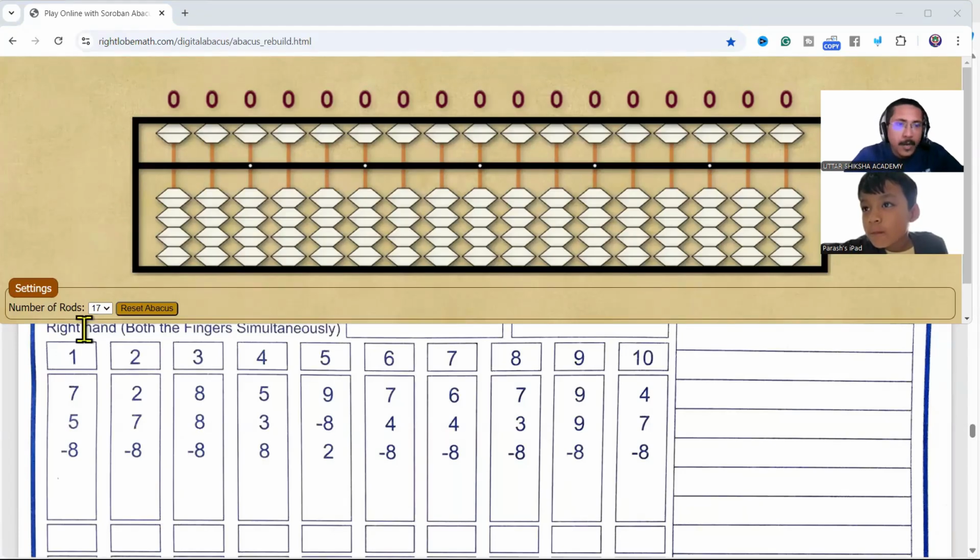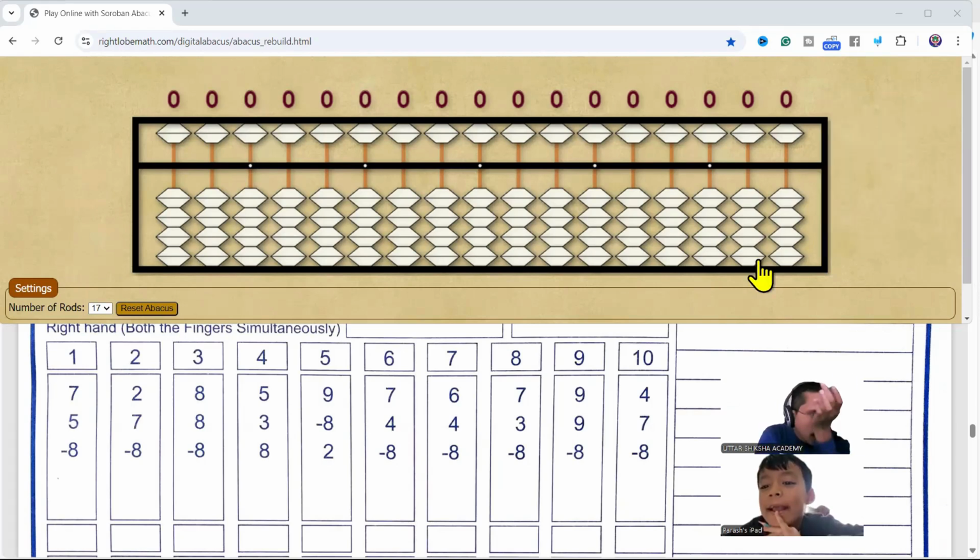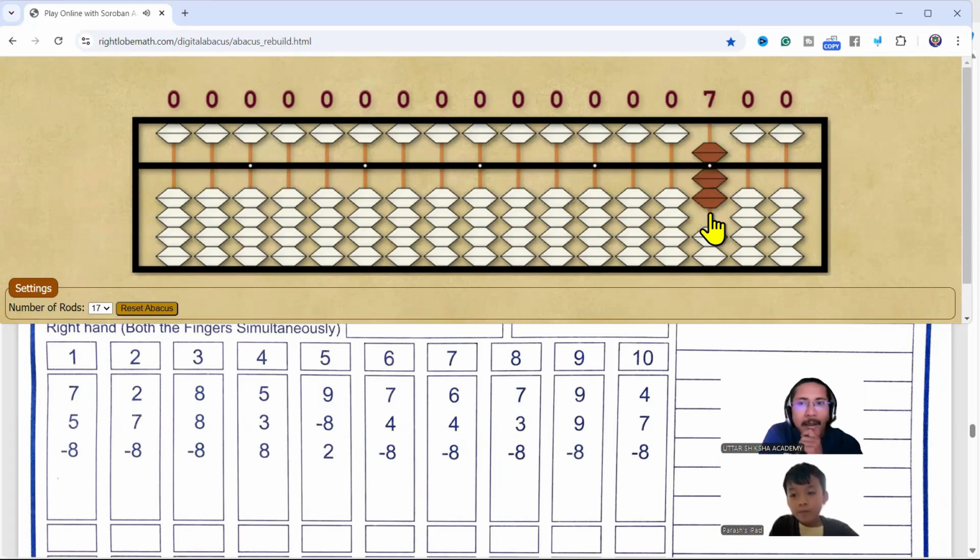So we were about to start this one. 7, 5 minus 8. This question. 7, 5 minus 8. So how to represent 7? I'll show you. To represent 7, 5, 6, 7.